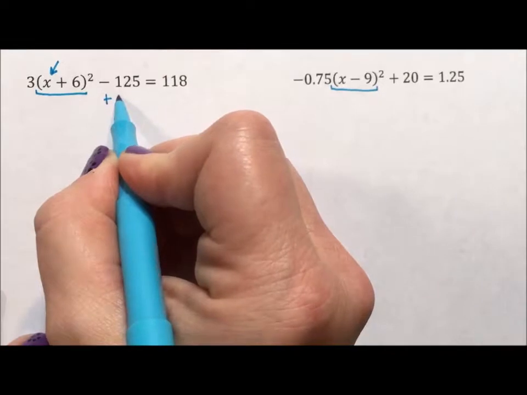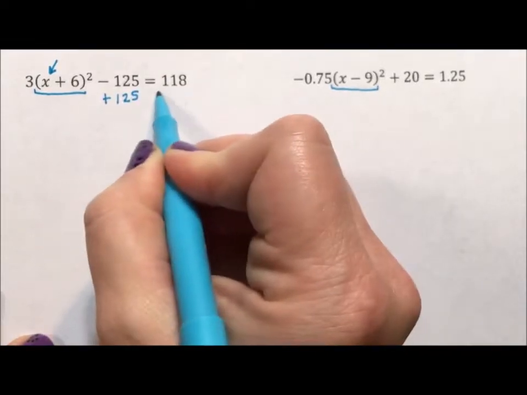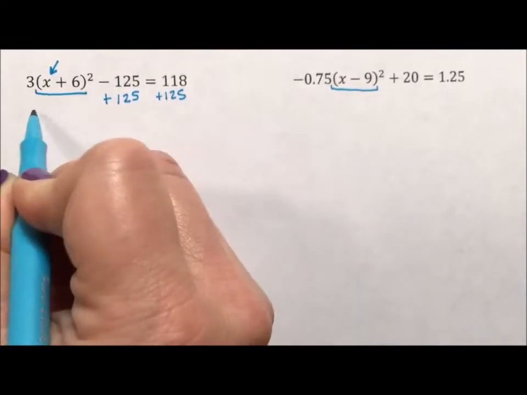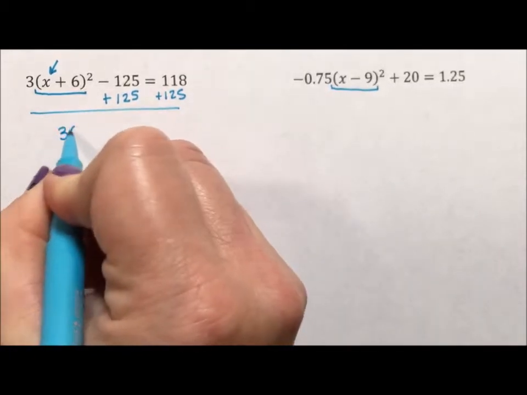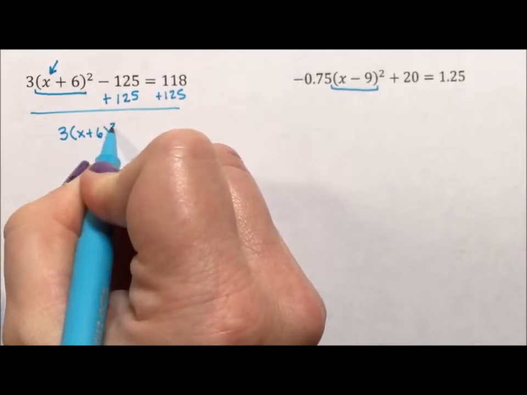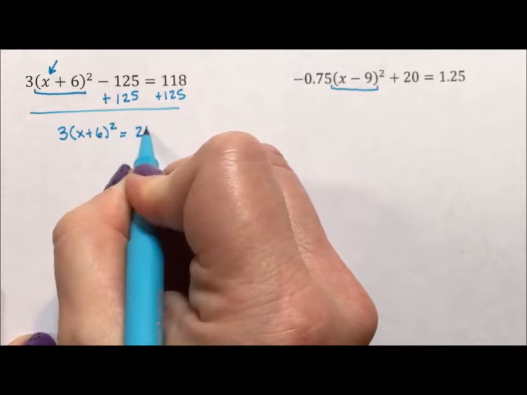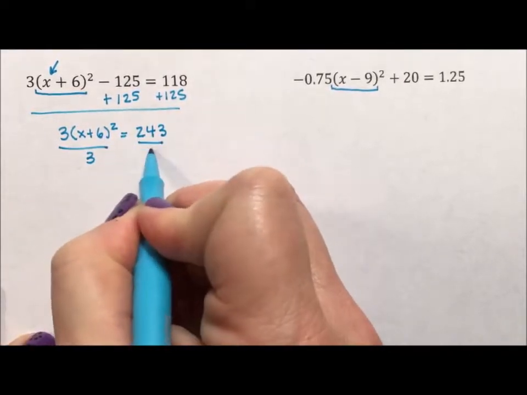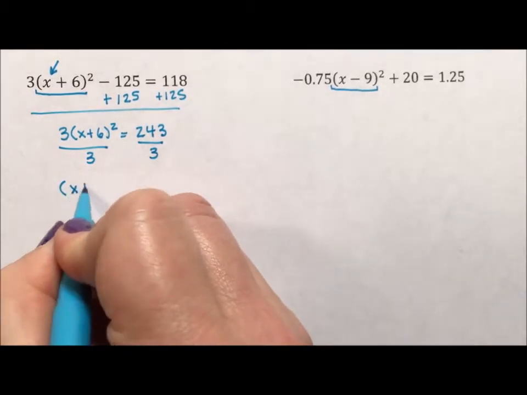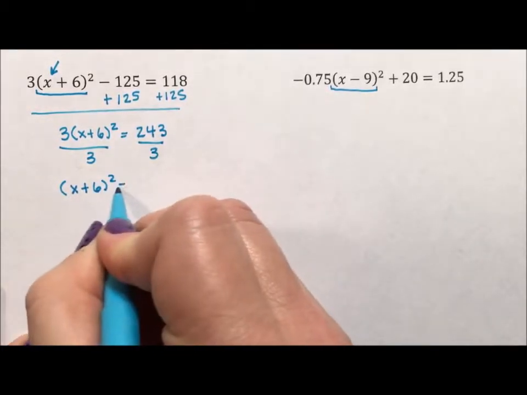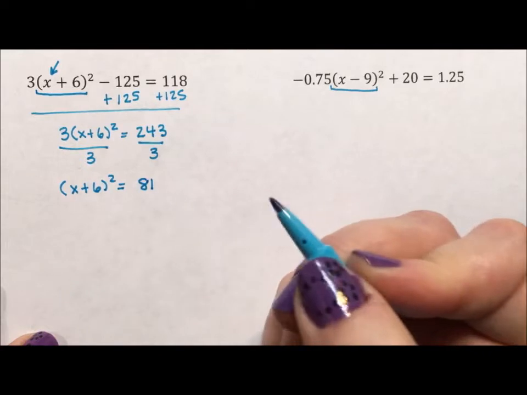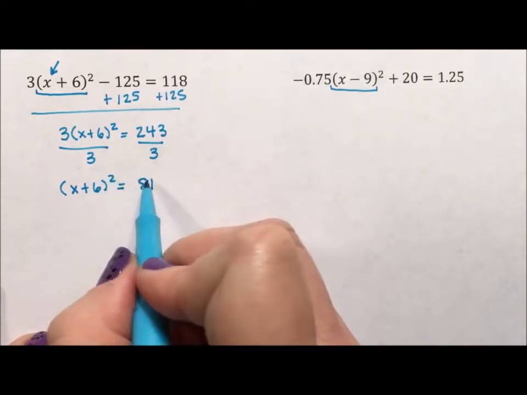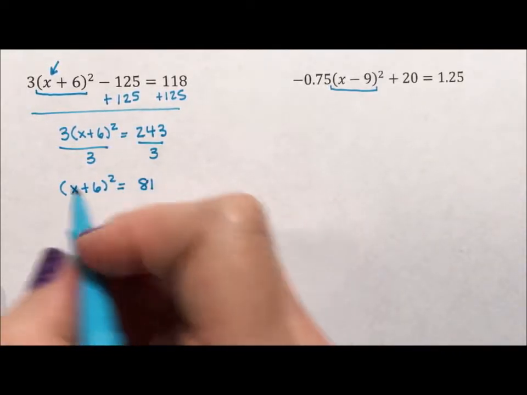So if I add 125 to both sides, trying to isolate my variable, I get 3 times (x plus 6) squared equals 243. If I divide by 3 to get my variable isolated, I get (x plus 6) squared equals 81. Now, because I have something squared equaling a number, I can square root both sides.